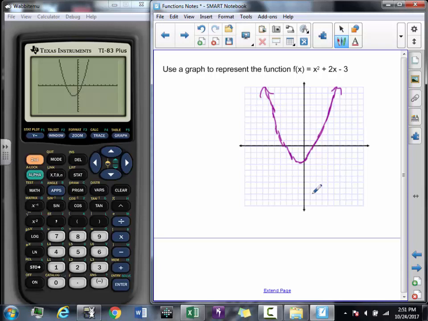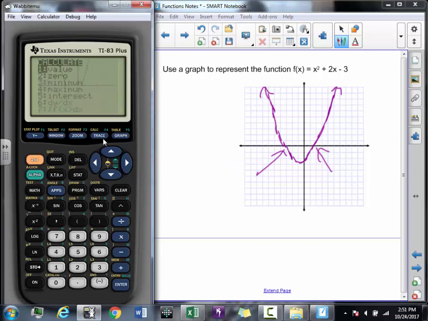Like, for example, x-intercepts. How many x-intercepts does this graph have? It actually has 2. But think back for a second here. When we were working with our factoring, and I asked you to solve something quadratic, how many answers could a quadratic equation have? It could have 2. So there's really an x-intercept right here and an x-intercept right here. So I'd expect you to find them both. You guys remember how to find that in your calculator?